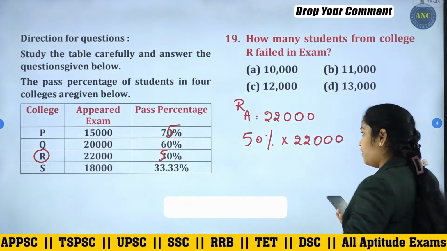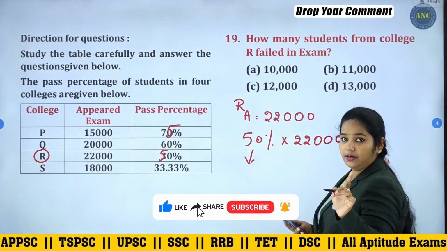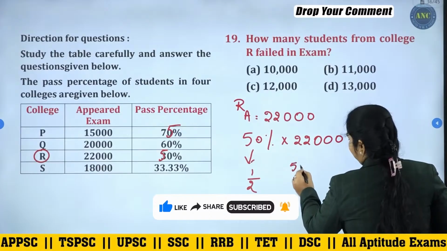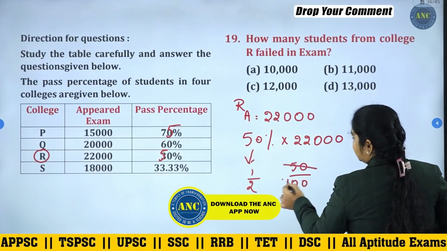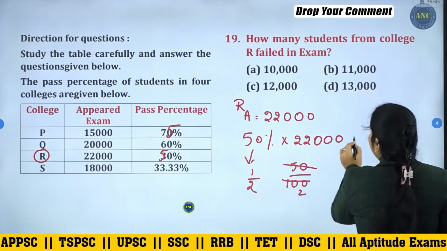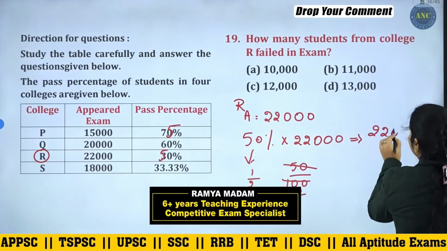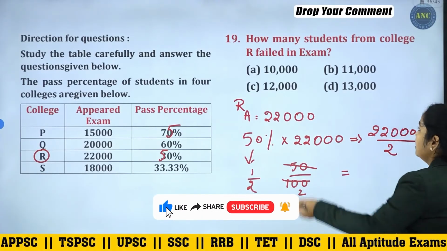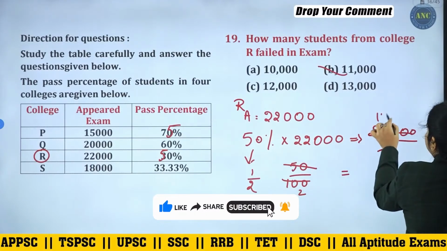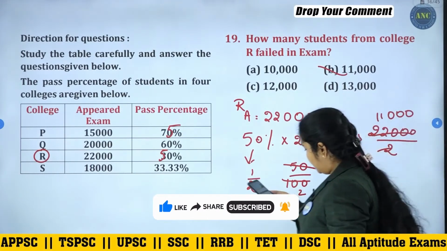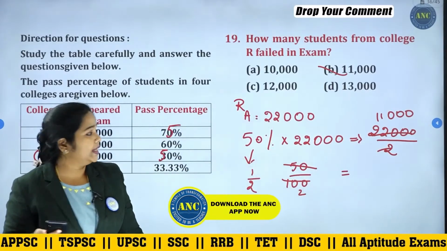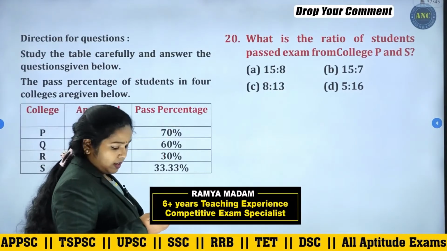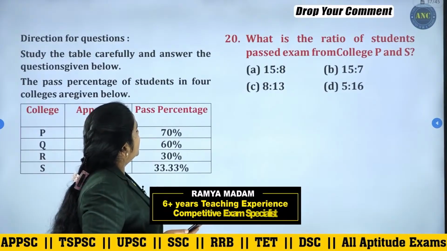50%, if you convert this into a fraction, we can write this as 1 by 2. Solve it, it's very simple. 50 by 100, ones are twice. It's 1 by 2. So you can divide 22,000 by 2, which is 11,000. So option B is the correct answer. Cool. Then next. Yes, it's correct. So, next question.